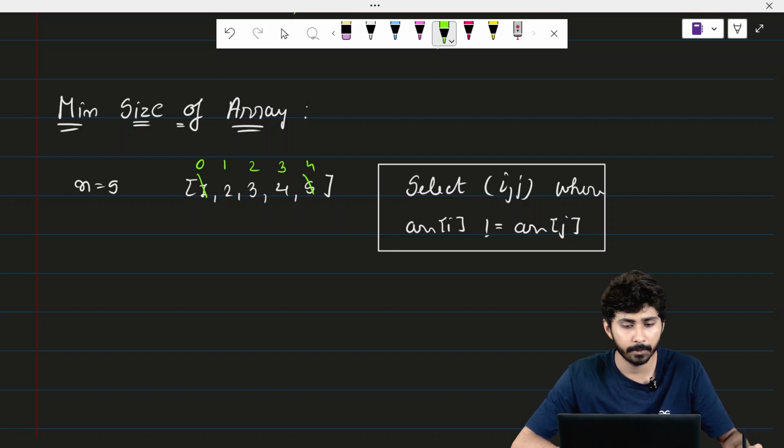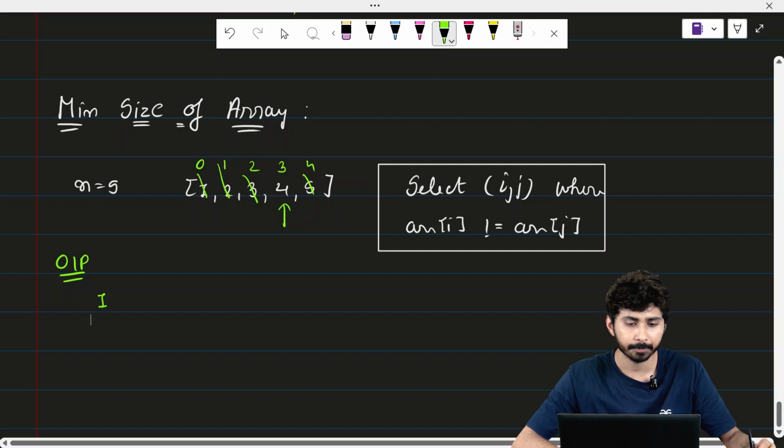The rest of the elements remain at the same position. Now I can select 2 and 3 because they are different. Now this 4 is remaining, right? I cannot pair this 4 with any other element. So how many elements are remaining? A single element. That means after deleting elements, only one element is remaining.